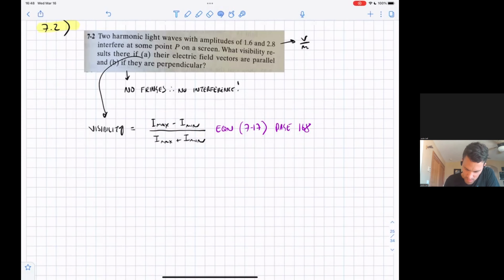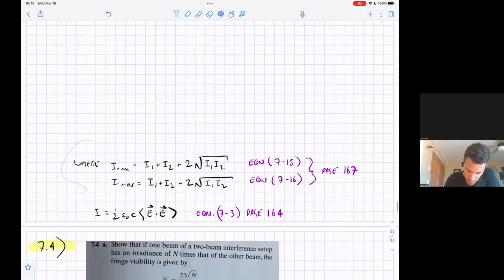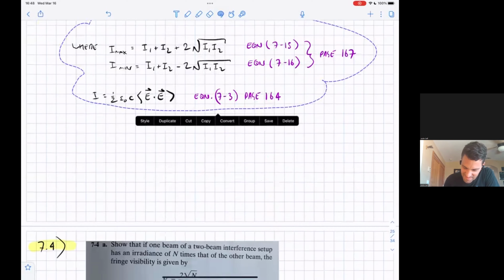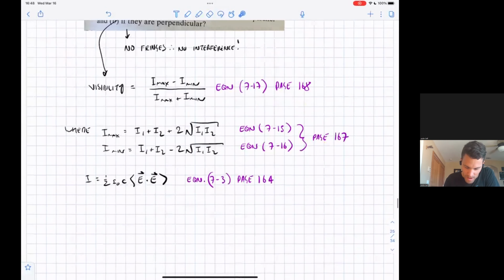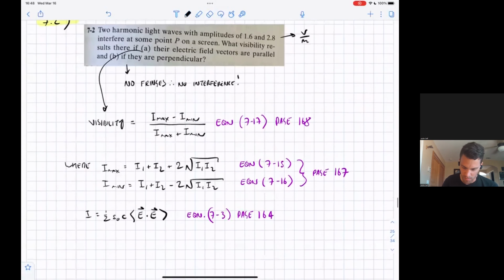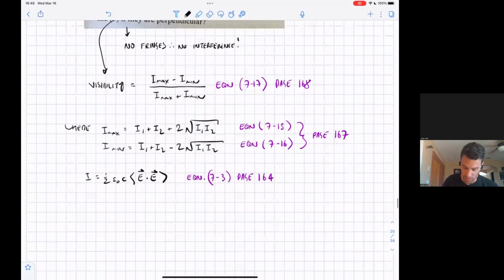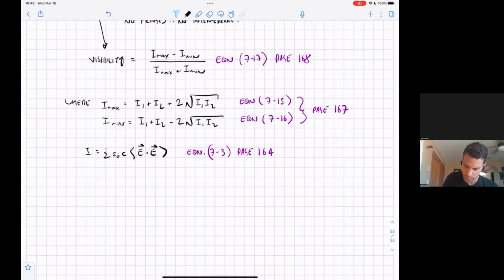We need to find Imax and Imin to run this. Again, you can find these equations in your textbook. Imax is given by I1 plus I2 plus 2 times the square root of I1 times I2, and each intensity is given by this equation here. Now I want to show you why it doesn't work for perpendicular fields, and why it will work for parallel fields.